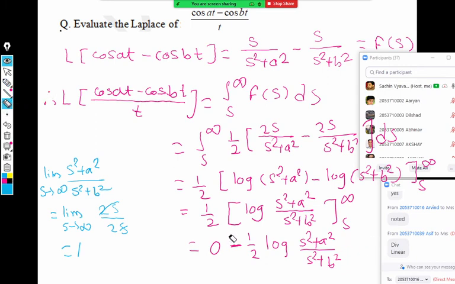So this is the first answer. The first answer is here. You can keep this as the answer. Okay, second answer, let me write it. I will take this minus only here inside.